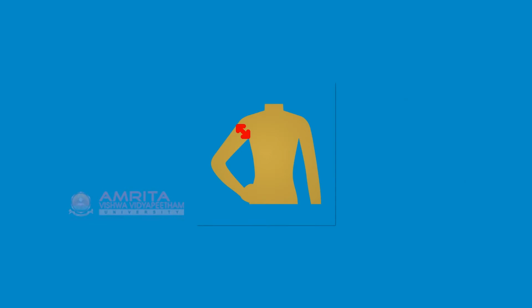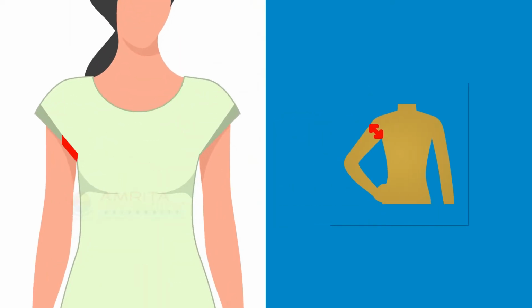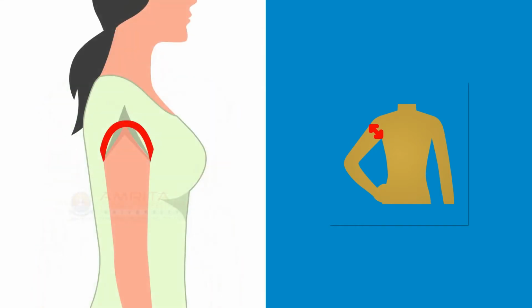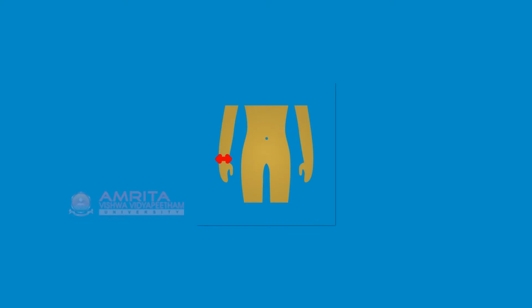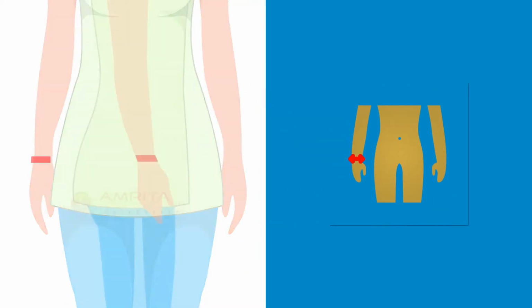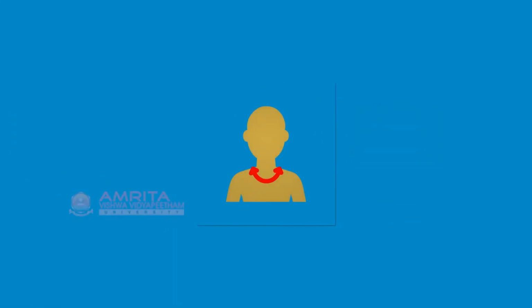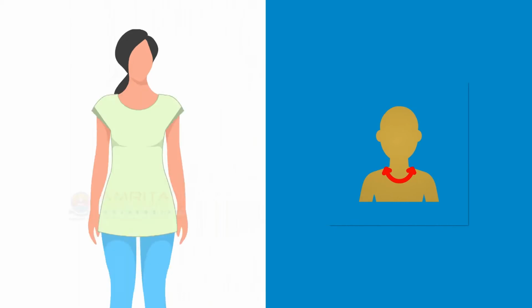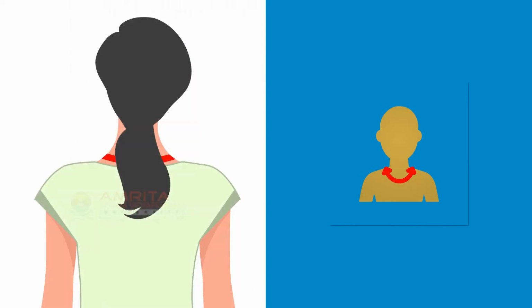Upper arm measurement. Upper arm measurement refers to the measurement around the upper portion of the arm. Wrist. Wrist measurement is the measurement around the wrist. Neck measurement. Neck measurement is the measurement around the neck by the clavicle bones.